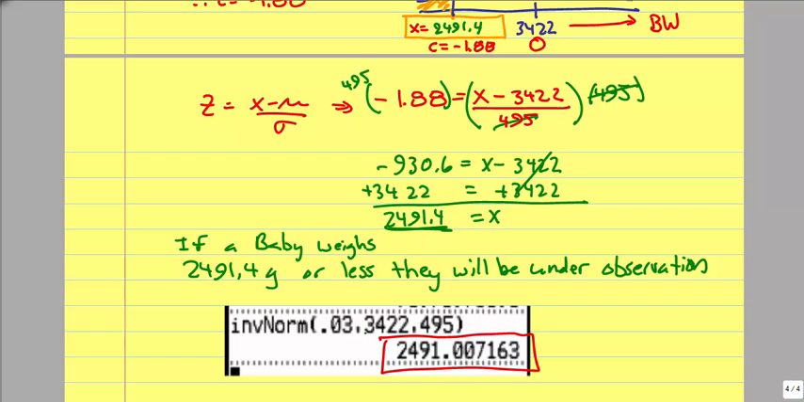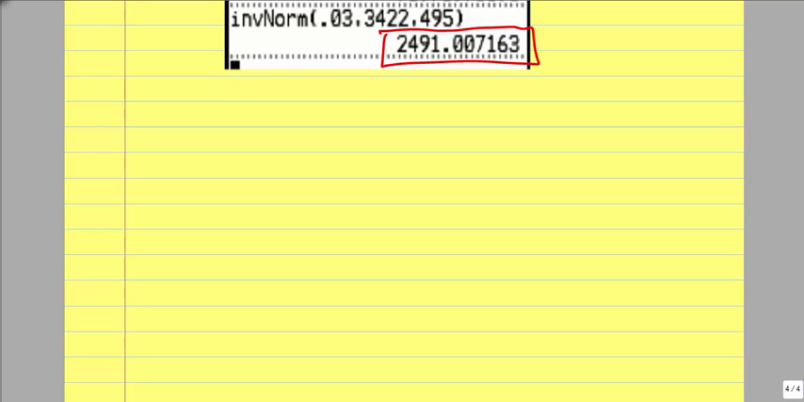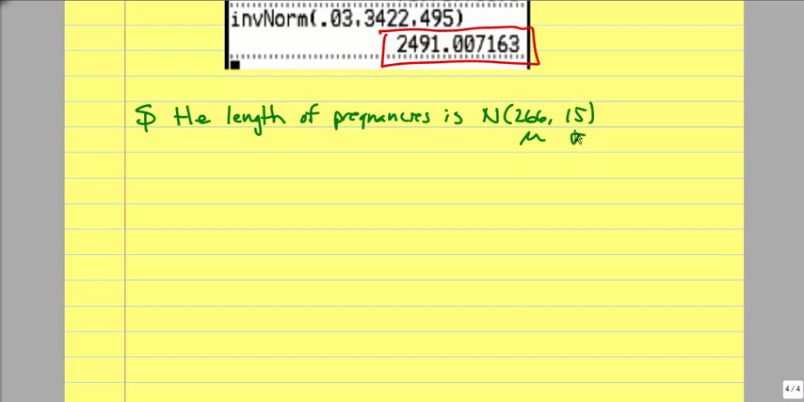Okay, let's go ahead and look at another example. For this one, let's suppose the length of pregnancies is normally distributed with a mean of 266 days and a standard deviation of 15 days. So again, this is my mean and this is my standard deviation. To abbreviate this, I'll say pregnancy lengths, we use L for lengths, is normally distributed with mean 266 and standard deviation 15.